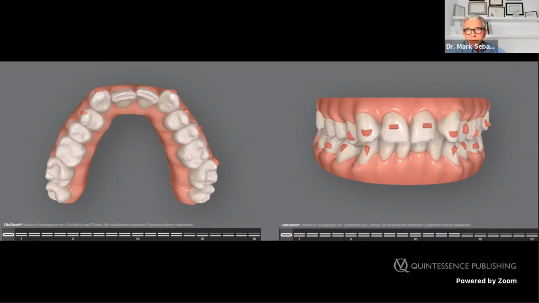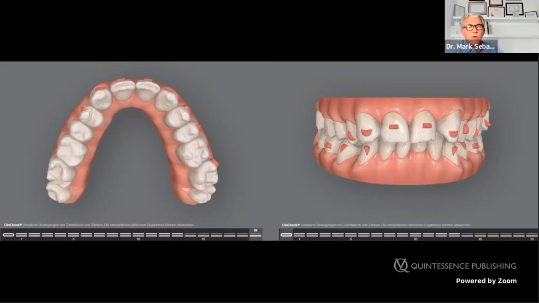We placed the attachments, and again you see some in the front teeth, some extrusion attachments, some rotation attachments, and for the anchorage in the lower, the conventional attachments. And we changed the position of the front teeth. We also widened the arch form a little bit.